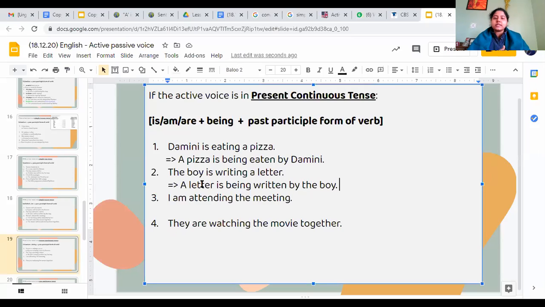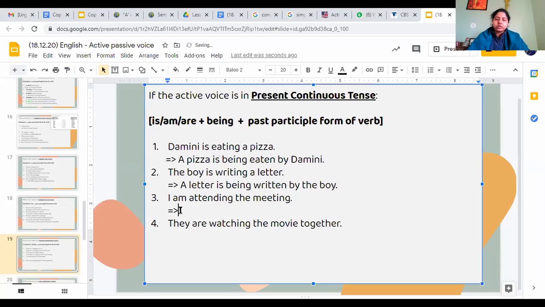If the sentence was "The boy is writing letters," then how would we have converted it? The boy is writing letters. तो इसका क्या हो जाता passive form? Teacher, the letters are being written by the boy. Very good. Thank you, Debbie. If the letters वो अगर plural होता तो plural के साथ में is ना लग के are हो जाता. So letters are being written by the boy बन जाता फिर.